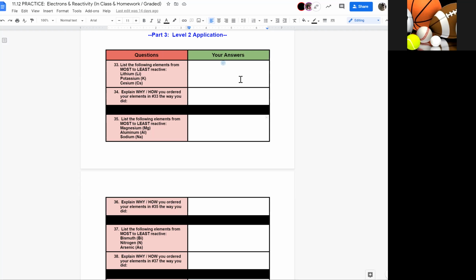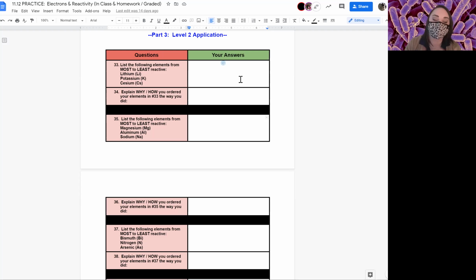It must be bigger. And so remember, for our metals, the bigger the atom is, the easier it is to get rid of their valence electrons because there's that weak attraction. So cesium is the biggest, so it's the easiest to get rid of its valence electron, which makes it the most reactive.